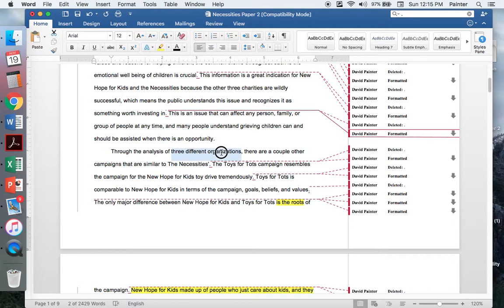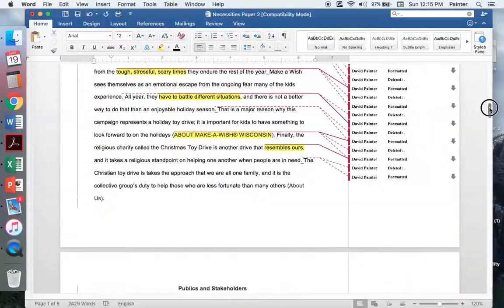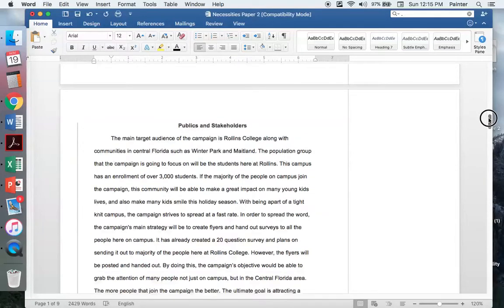And then it talks about 3 different organizations, a couple of other campaigns that are similar to the Necessities. Why is there an apostrophe here? What is that possessive of, the Necessities? And what does resemblance matter or difference matter in terms of how you're creating your campaign?